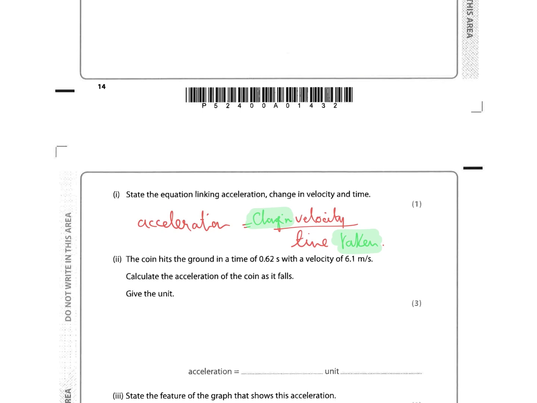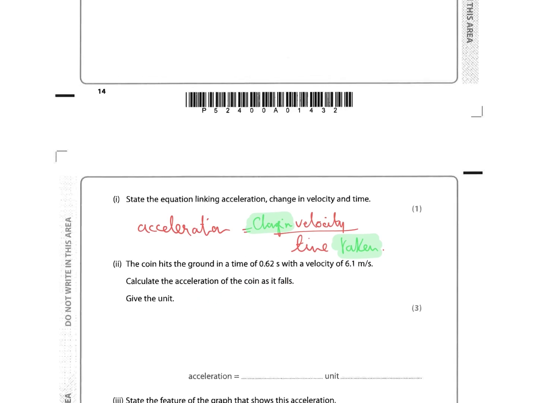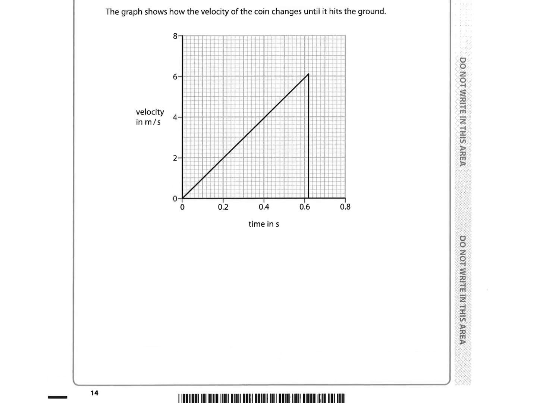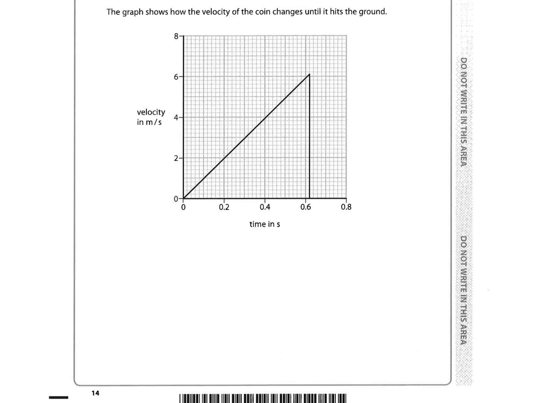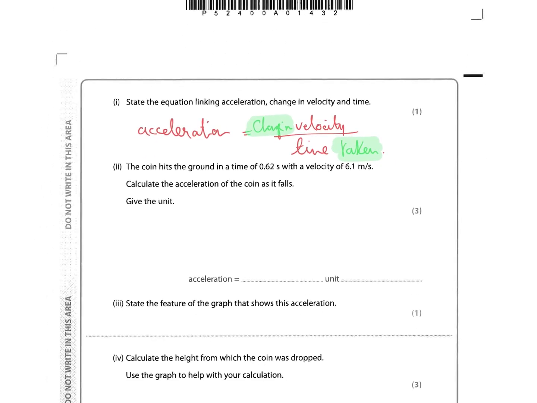So it then says the coin hits the ground at a time of 0.62 seconds and a velocity of 6.1. Calculate the acceleration of the coin as it falls. Give the unit in your answer. Okay. What's important here is that it's starting from 0. So when I am looking to substitute the values into the equation, the acceleration is going to be 6.1 meters per second minus 0, because it started from 0, and the time taken was 0.62 seconds. Critically important there.